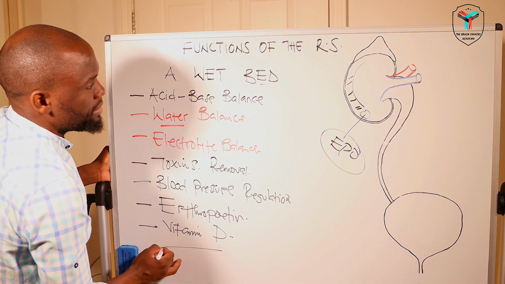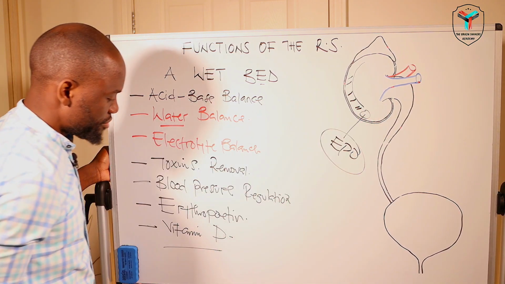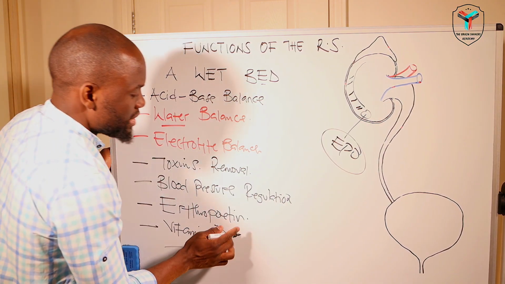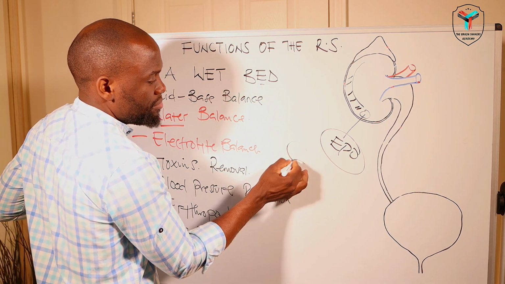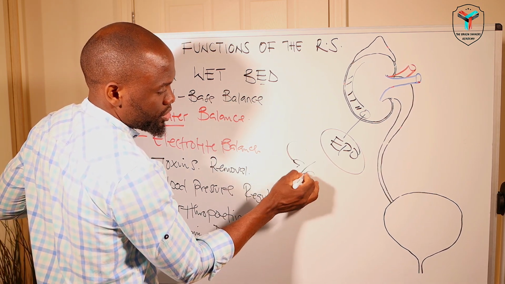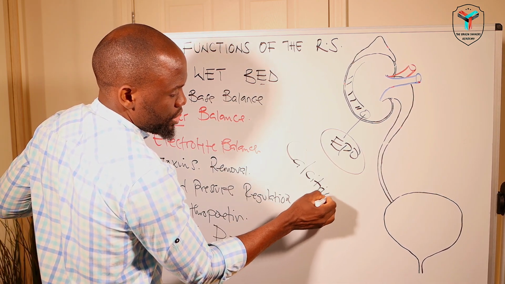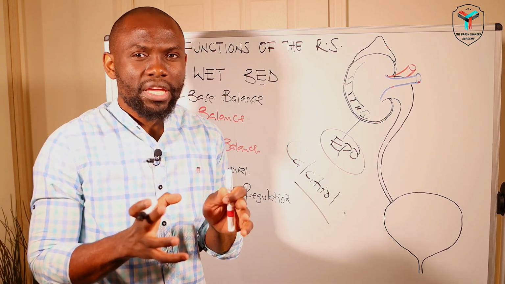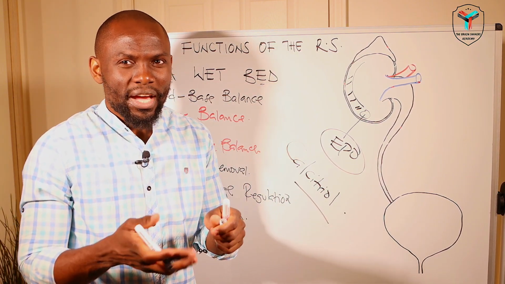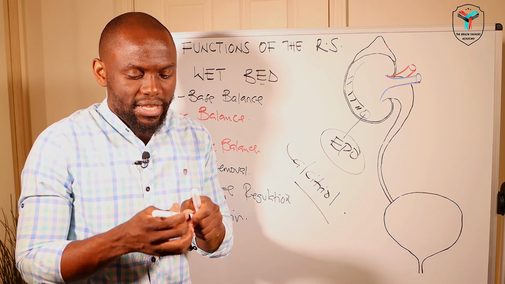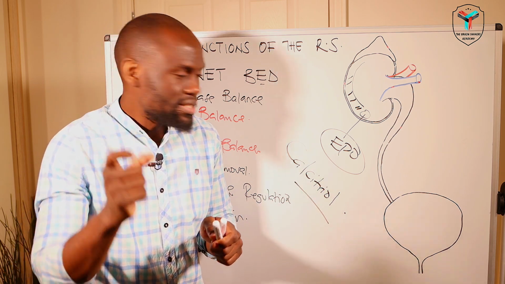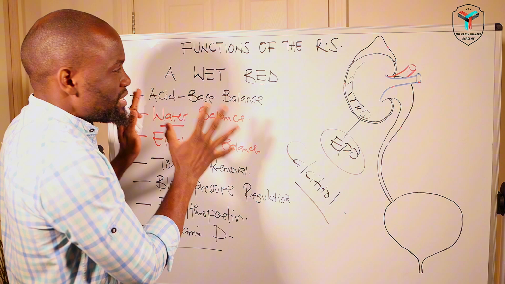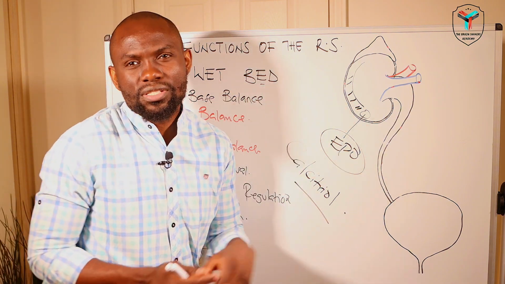You have vitamin D metabolism also coming in from the renal system, and the most active form of vitamin D is what is produced, which is calcitriol. We know vitamin D also plays a key role in making sure that your bones are nicely functional and of the right integrity. And so these basically are some of the functions of the renal system.